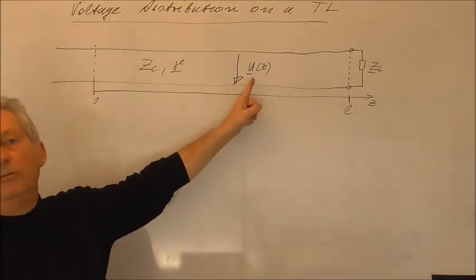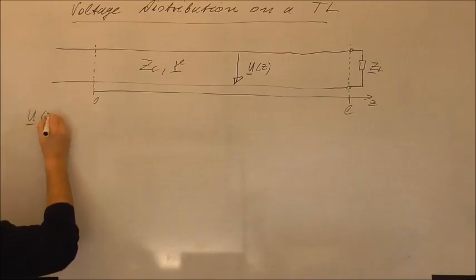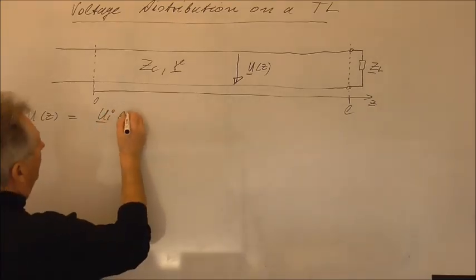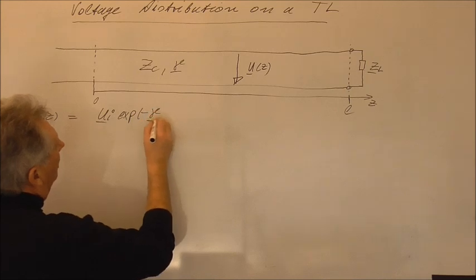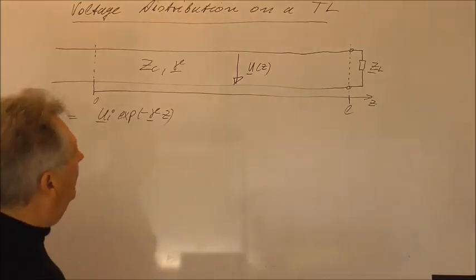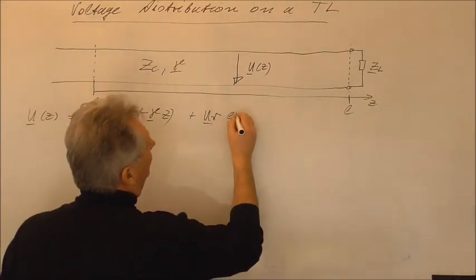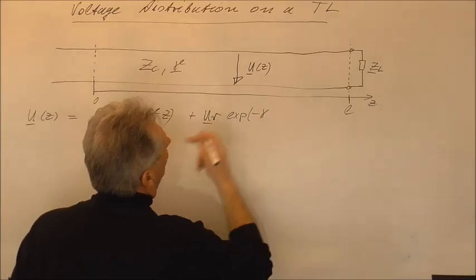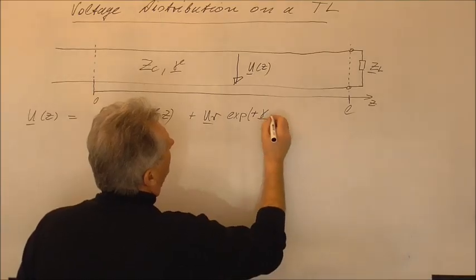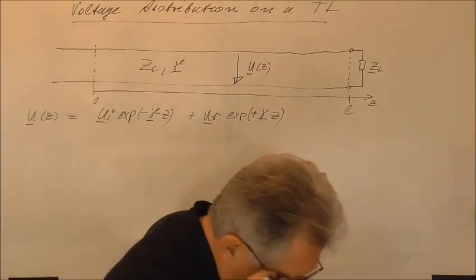We know that the voltage U of Z will be the superposition of the two waves, so we can write that U of Z will be equal to the incident wave, or the forward traveling wave, times the exponential function of minus gamma times Z. And of course it will be the superposition, or will be added the voltage of the reverse traveling wave, or the reflected wave, times the exponential function of plus gamma times Z. So this gives in principle the voltage distribution along the transmission line.